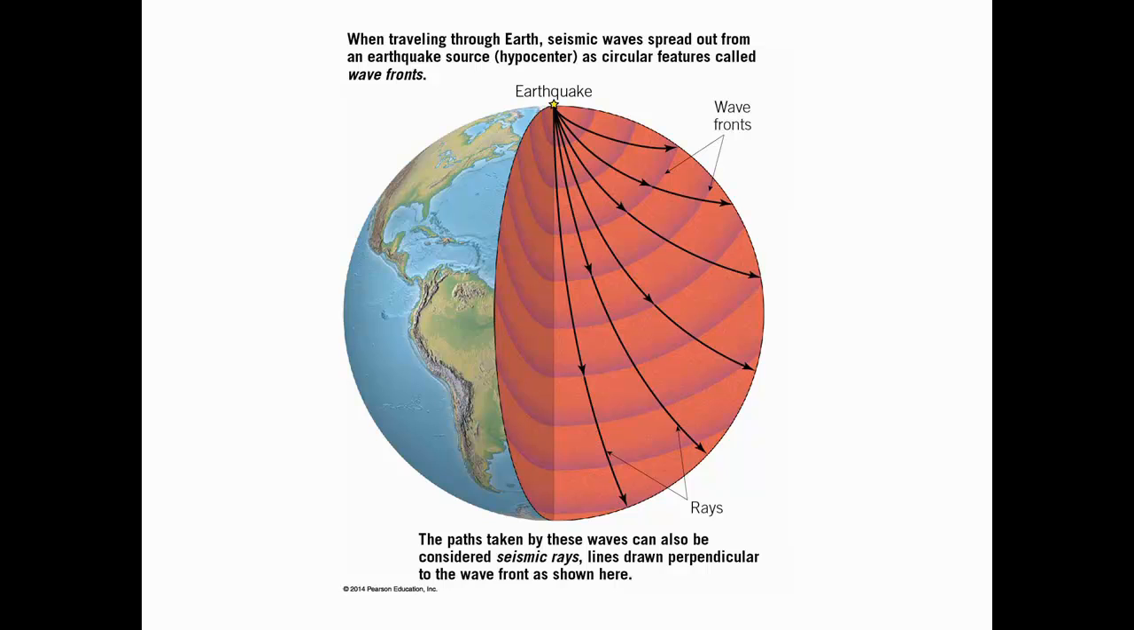And that's shown again in this figure. Notice that when traveling through the Earth, these seismic waves spread out from the earthquake source, the hypocenter, as circular features called wave fronts. And the path of these waves can also be considered seismic rays, such that we can draw lines perpendicular to the wave fronts, as shown in this figure.